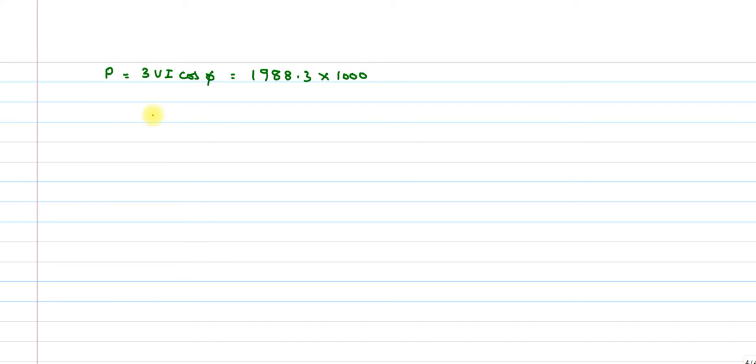Now I want to know V cos phi, because I don't know V and I don't know cos phi. V cos phi is equal to 1988.3 into 1000 divided by 3 into I. What is I? Current is 9000, which has been given. So if I cut these three, it will come around 73.64 V.